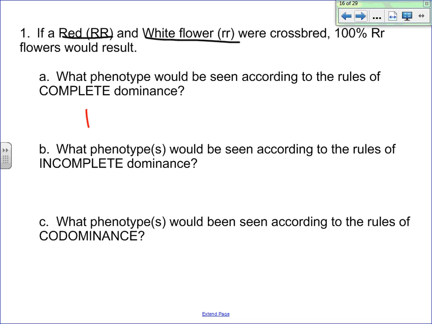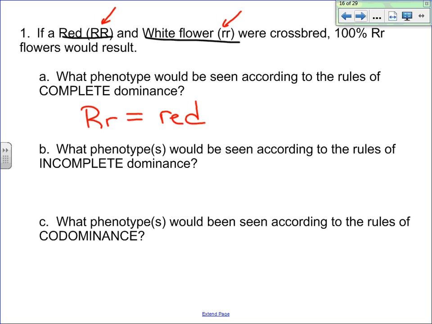So if we have a heterozygote, which would be a big R, little R, we would expect in this case the flower to be red, because red is dominant to white. Alright, now that's the thing that we've been working on a lot so far, so that should be pretty clear. But these other two options are going to be the new ones.